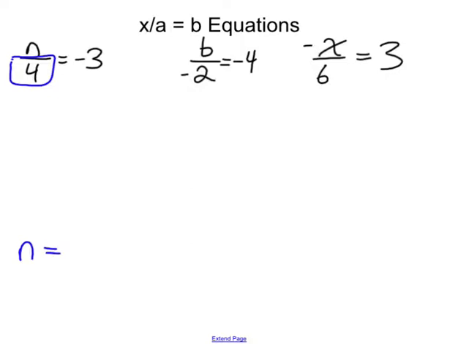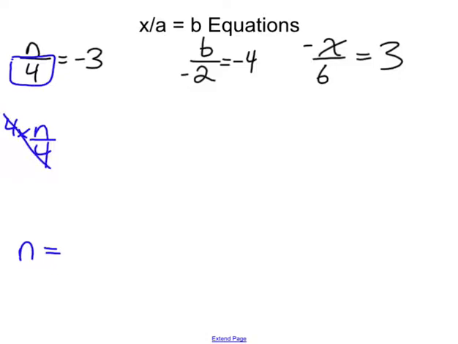To get rid of it, we have to do the reverse operation of what we're already doing to it. Because I'm dividing n by 4, to get rid of that divide by 4, I'm going to go 4 times n divided by 4. And just like with the x times a equations, multiplying by 4 and then dividing by 4 actually cancels itself out.